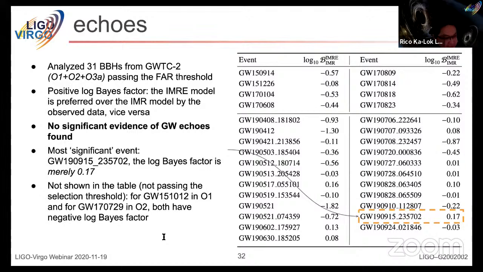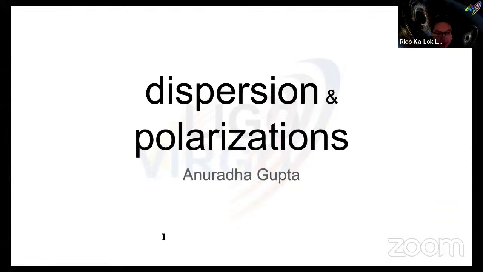There are also two events that we did not include in this table, namely GW151012 and GW170729, because they did not pass the selection threshold, but nonetheless they're of interest to the community because there were previous echo searches applied to them. For both of the events, we are also seeing a negative log Bayes factor. And that concludes the remnant property section, and I will give the floor to Anuradha to talk about dispersion and polarization.